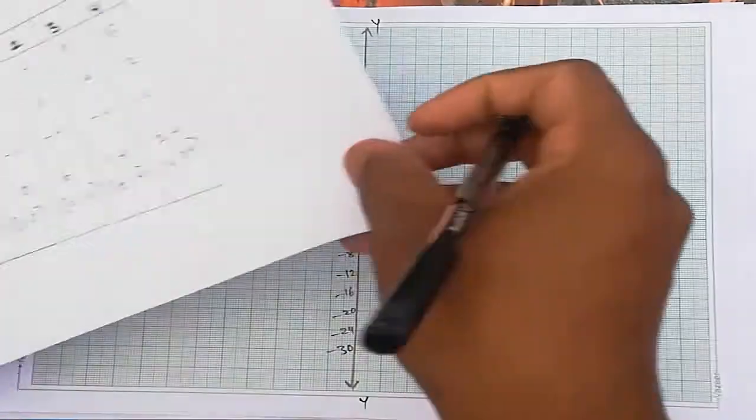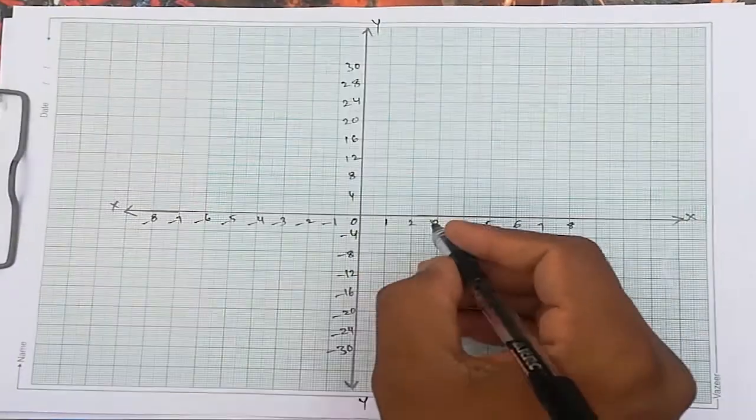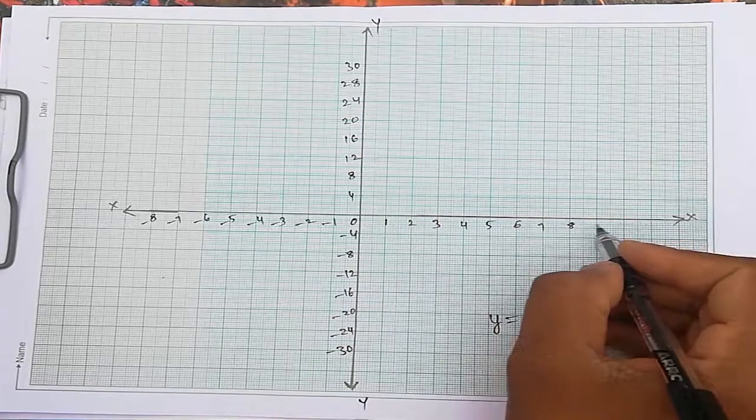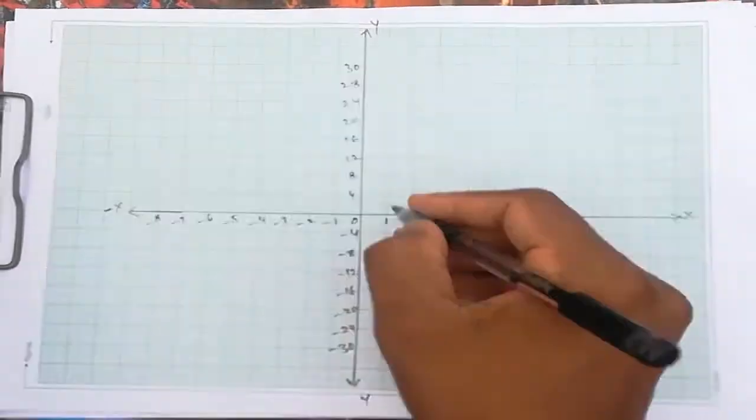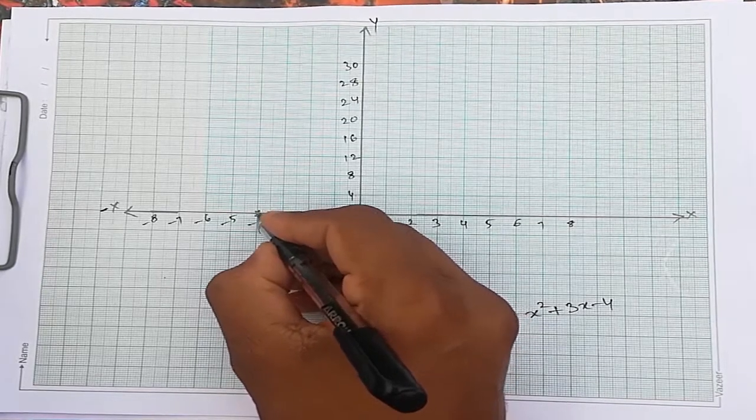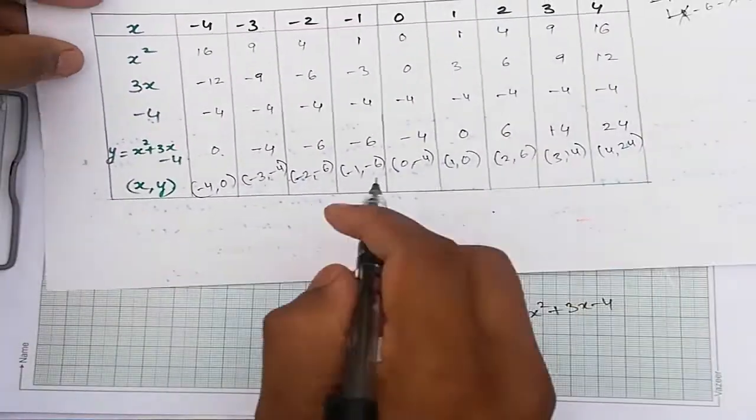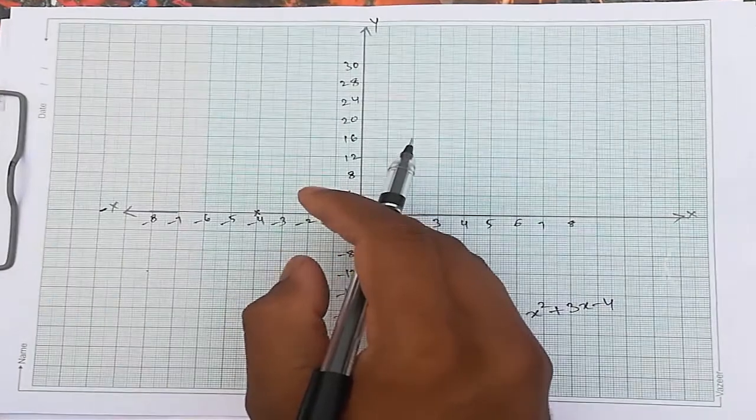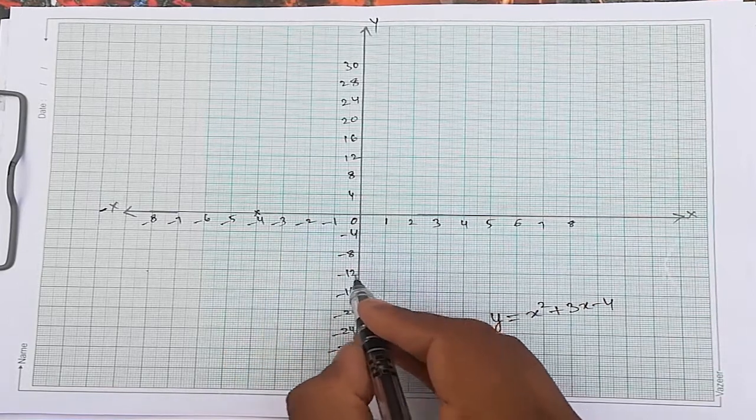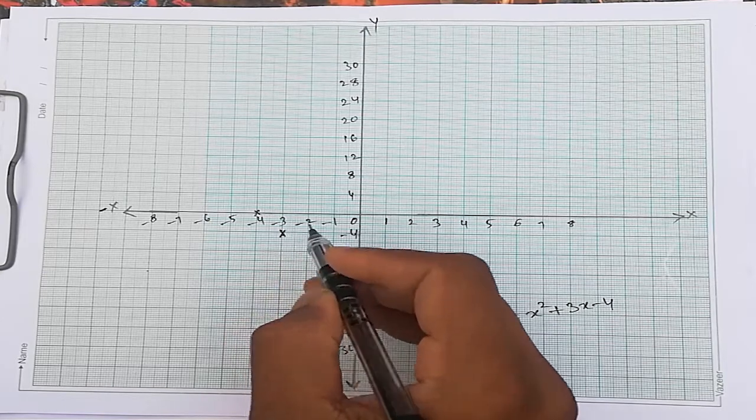Okay. So first point is minus 4 comma 0. So minus 4 on the x axis, 0 on the y axis. This is the x axis, minus means this is the minus x axis, this is the minus y axis. Minus 4 means here, 0 means we will place it on the axis itself. So minus 4 comma 0. Next point is minus 3 comma minus 4. Both are negative values. So this is minus 3 on the x axis, minus 4 on the y axis. So here we will get minus 3 and minus 4.